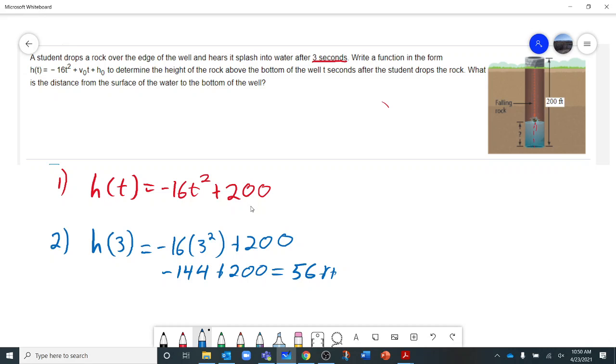Okay, so what is the distance from the surface of the water to the bottom of the well? And that would be the 56 feet, right? So in 3 seconds, it fell 144 feet. And so the distance from there to the end would be 56 feet.